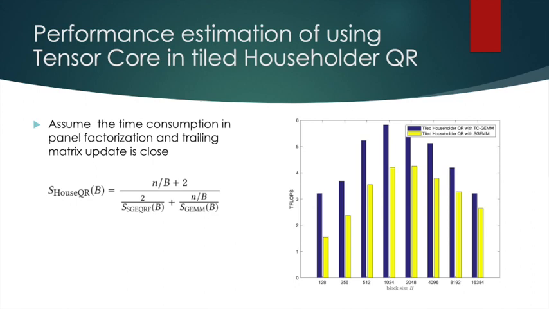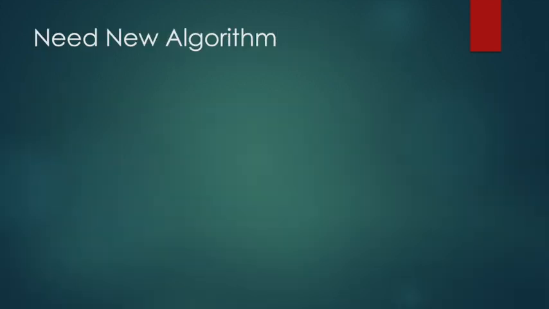People may ask why we don't increase the block size to ensure the GEMM runs at full speed. The reason is that if we have a larger block size, the panel will be slower. Although the update is faster, the overall computing time will increase. See the last three bars in the figure. Hence, we need a new algorithm if we want to use Tensor Core.